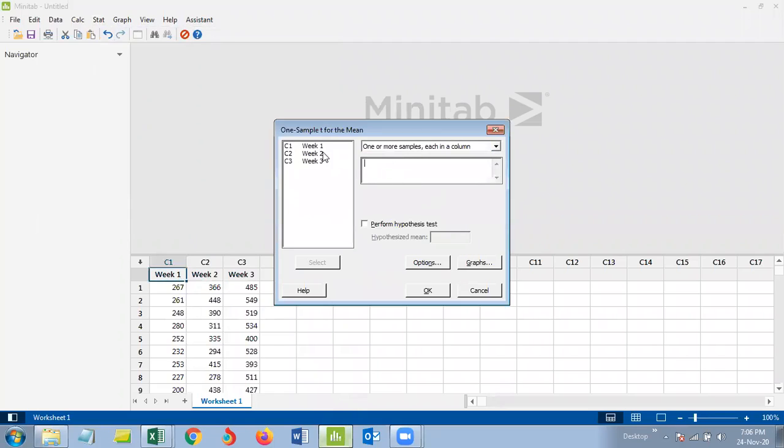Now, while clicking this box, I only have week one data. It's 1 week has gone by. Select week one data. Here it says perform hypothesis test. Yes, I would like to perform the test. What's your target? My target is 425.